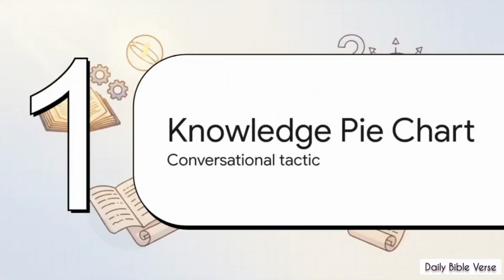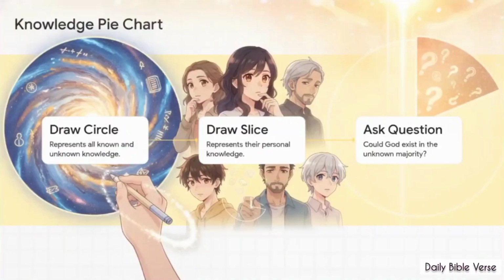All right, Section 2, the knowledge pie chart, a practical conversational tactic. Now, what's really interesting here is a highly specific, three-step psychological exercise the seminar teaches for conversations. It goes like this. First, you draw a circle representing literally all the knowledge in the universe. Second, you hand the pen to the person identifying as an atheist and ask them to draw a tiny slice representing what they personally know out of all that possible knowledge.